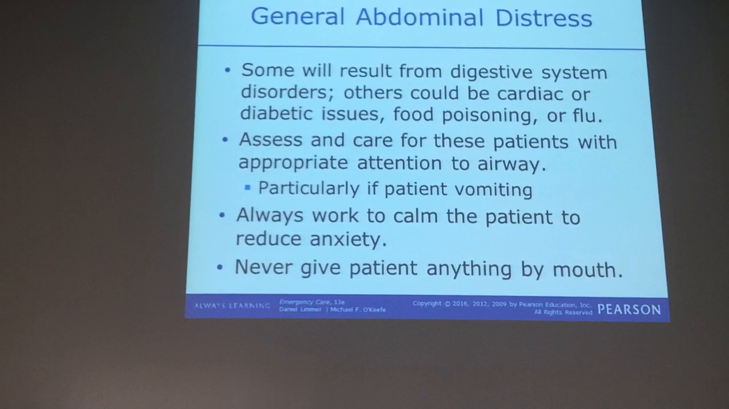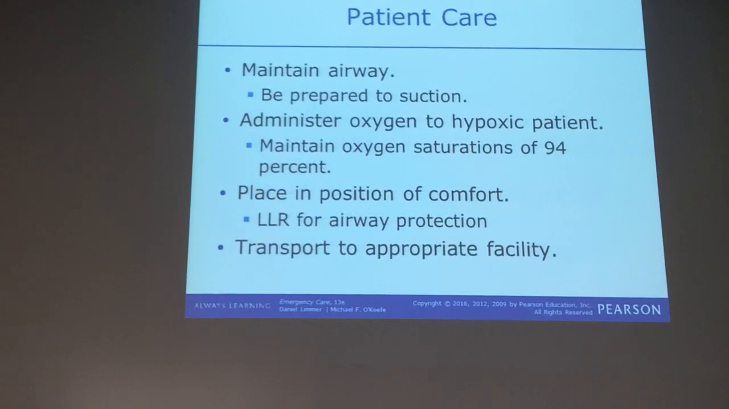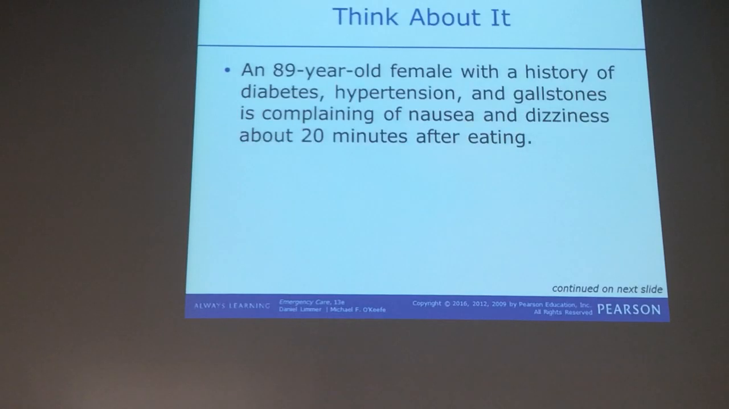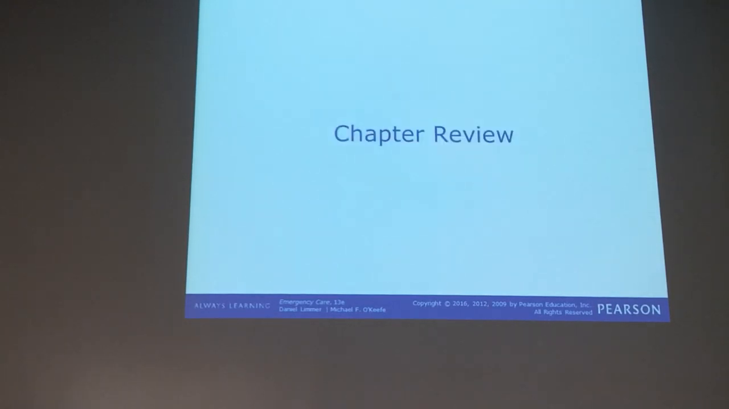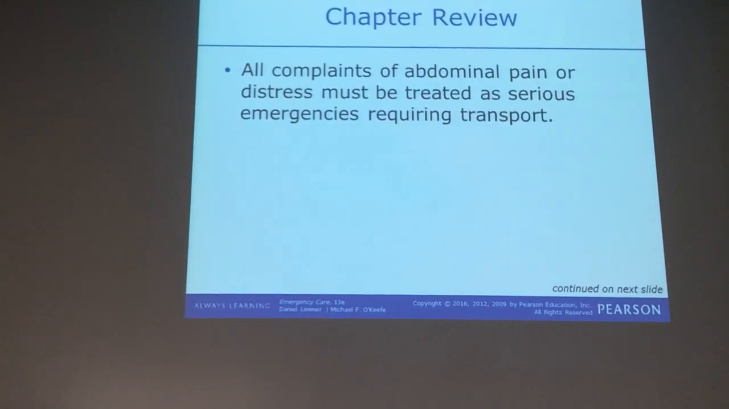We want to make sure that we keep an eye on the airway. If they're vomiting, always work to calm the patient. We want to keep them as calm as possible and not give them anything by mouth, okay? We're trying to avoid that in case they have to go to surgery. To maintain that airway, be prepared to suction, administer oxygen if they're hypoxic, and place them in a position of comfort, left lateral recumbent, to protect the airway. We're going to transport to an appropriate facility. So that is abdominal emergencies.